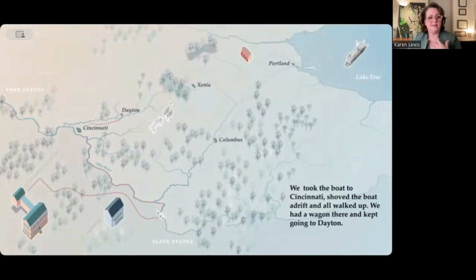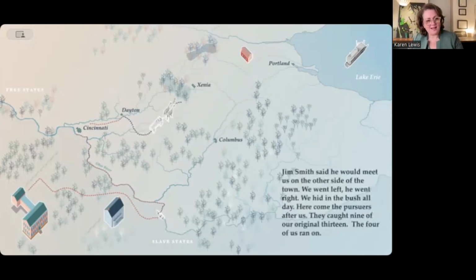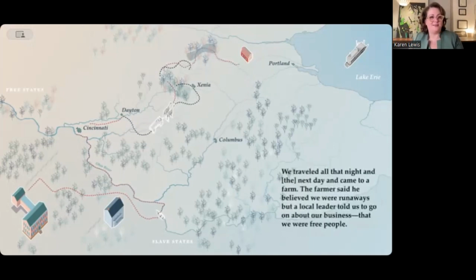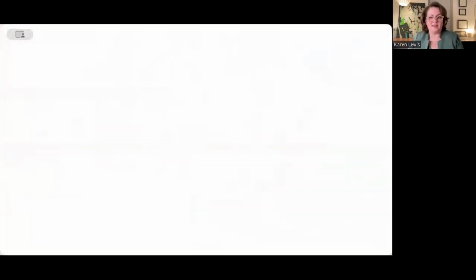They got to Dayton, and when they arrived at Dayton, they met a Black man named Jim Smith, who offered to take them to Portland. But Jim Smith was not a friend to us. He was an enemy. And actually Jim Smith went to alert kidnappers for the reward money. And so there was a big chaotic flight. Some people were captured, others were able to move on ahead, and then eventually found their way to Portland, which is now Sandusky, and then across Lake Erie to Canada.